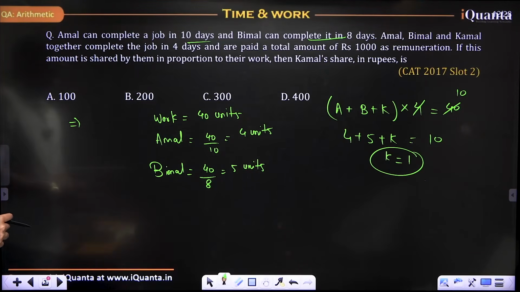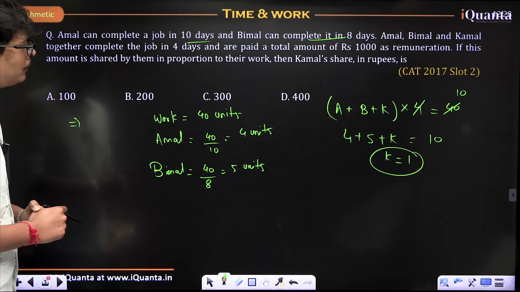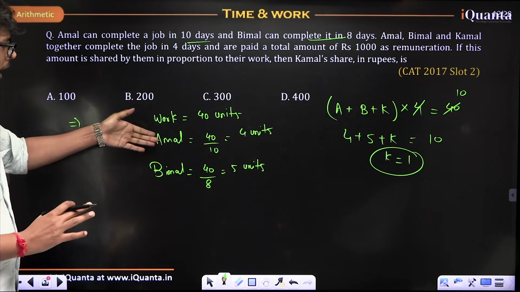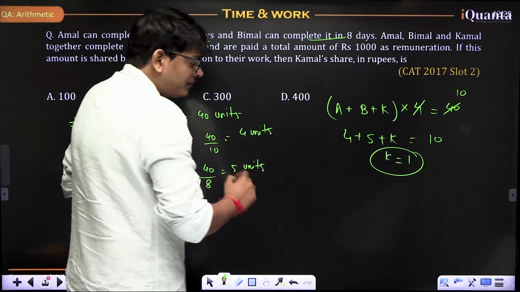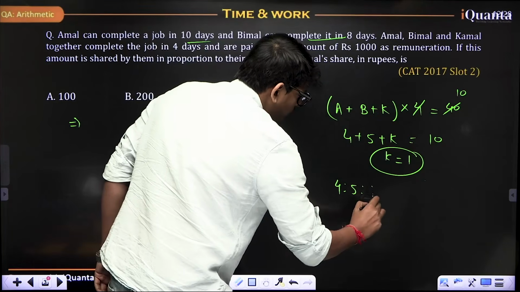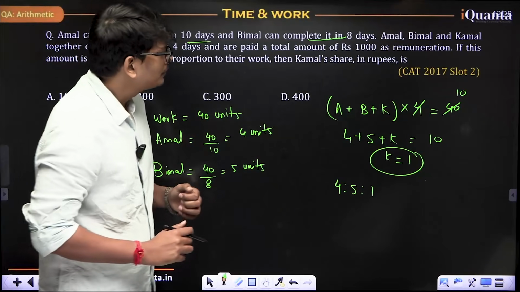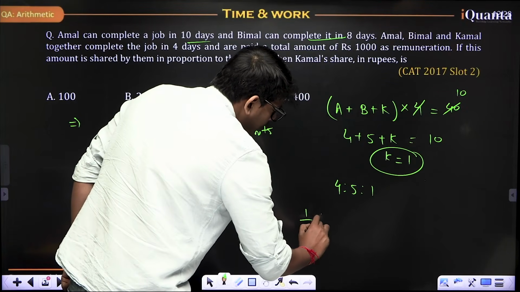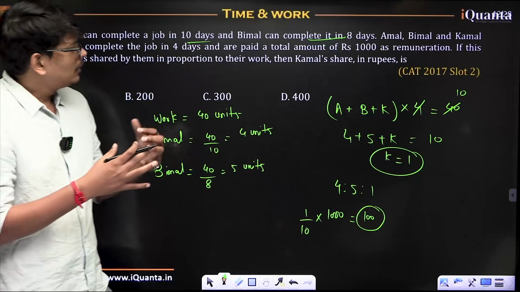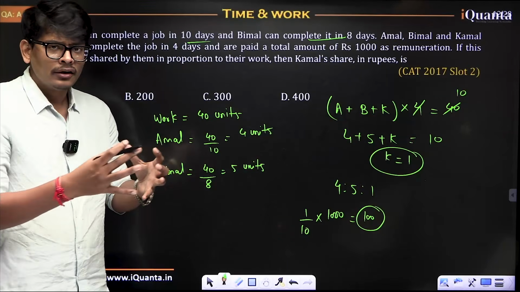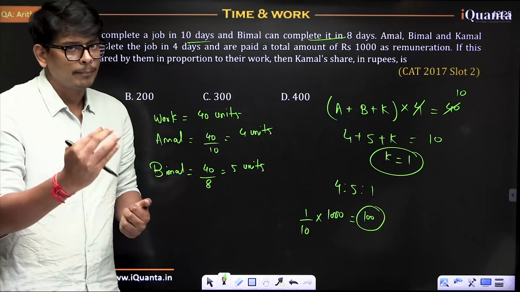Right? Now they are paid a total amount of 1000 as remuneration, and this amount is shared by them in proportion to their work. So if you observe, Amal does 4 units of work per day, Bimal 5 and Kamal 1. So the ratio of work is 4:5:1. So the share of Kamal will be 1 by 10 into 1000. Because this is the basic concept that the money is divided in the ratio of their work done. The one who does more work will get more money, the one who does less will get less money, right?